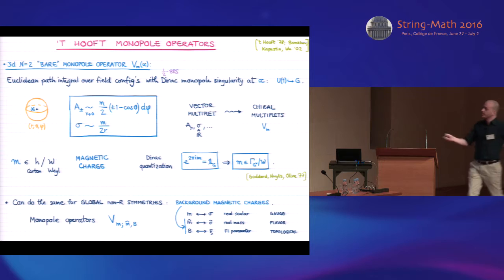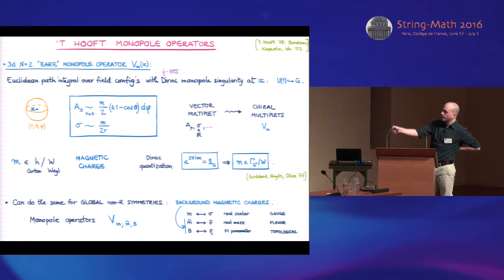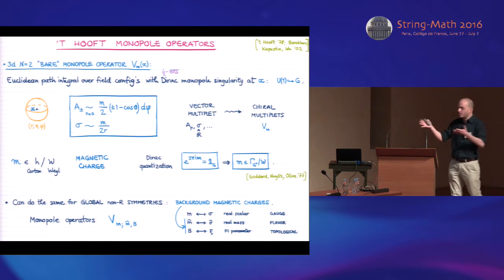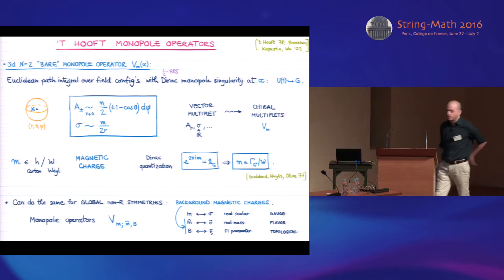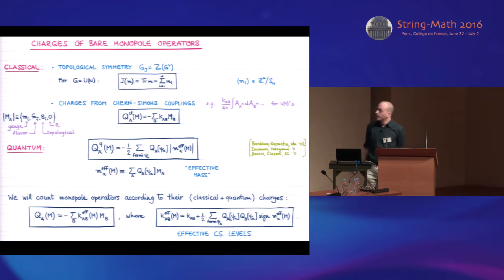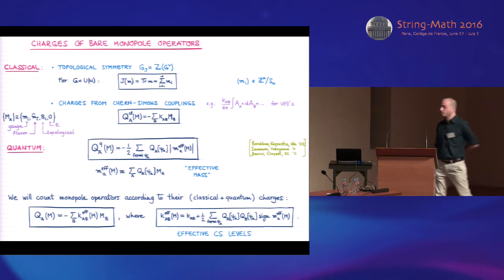So as I said, these monopole operators are actually chiral multiplets, so we need to count them. They're on the same footing as the other chiral fields in the theories. In particular, we have to count them in the Hilbert series. And so we need to know what their charges are.